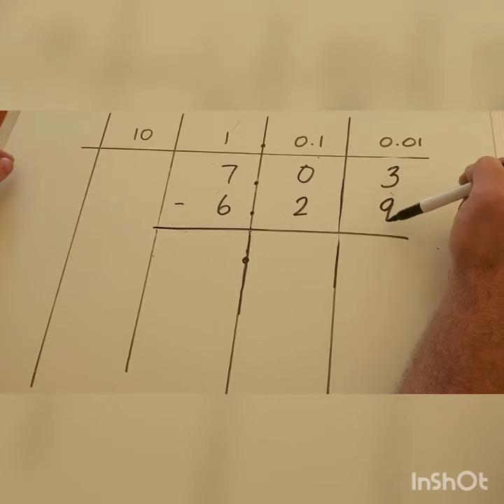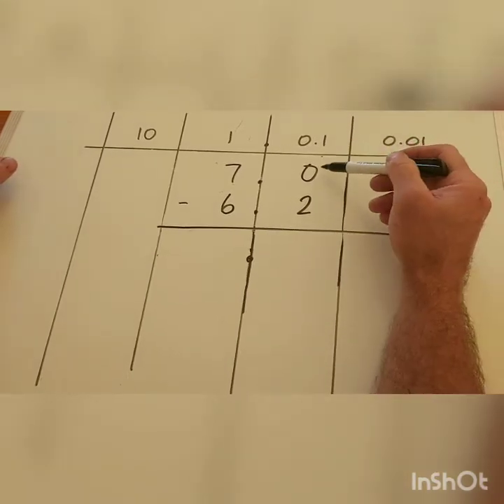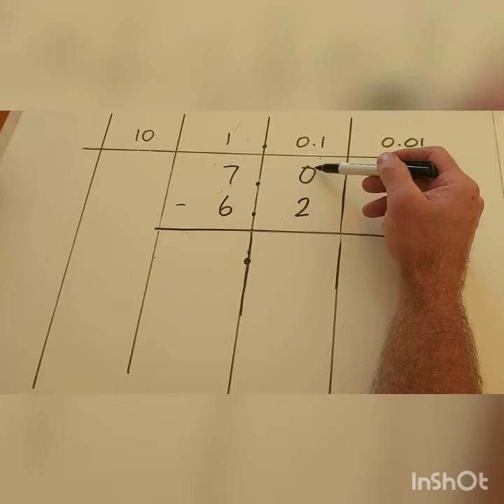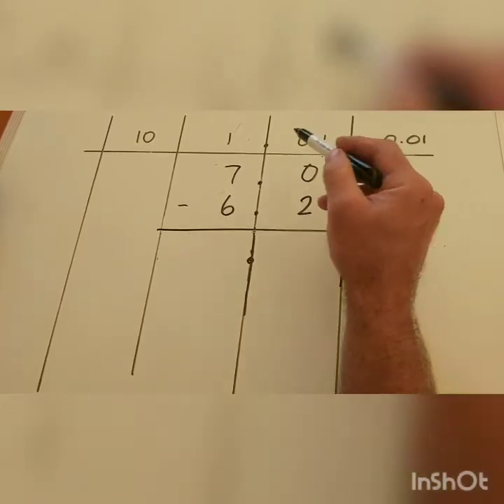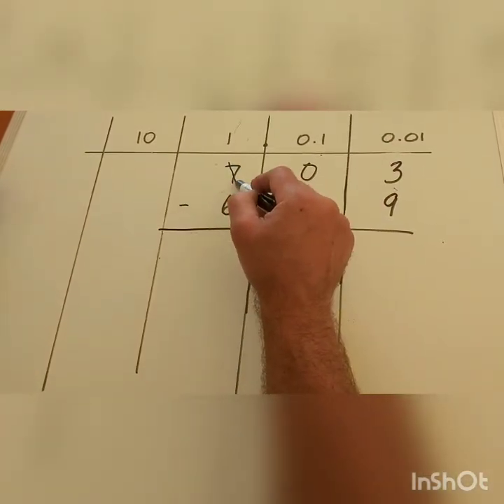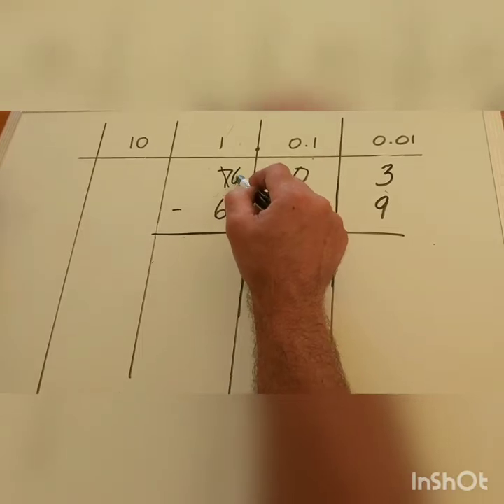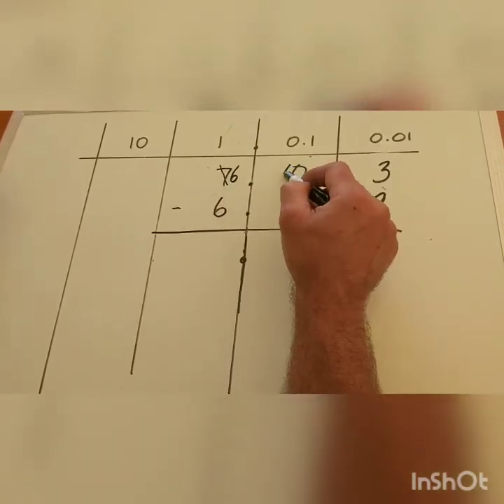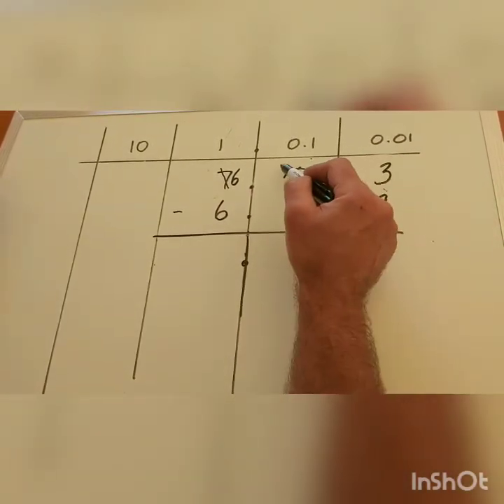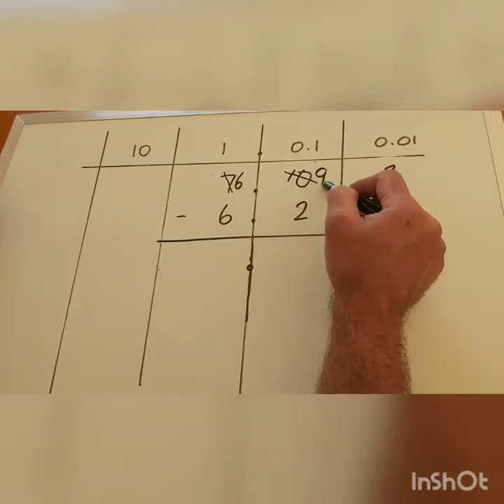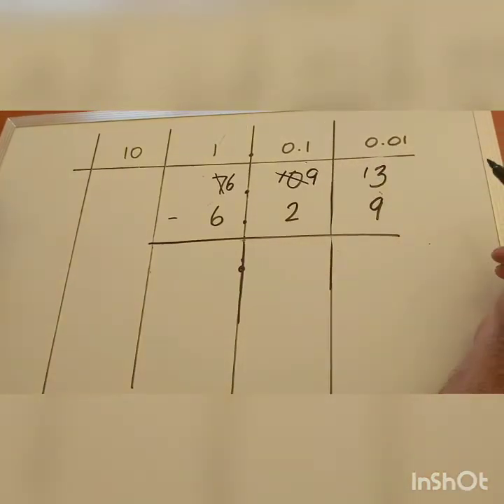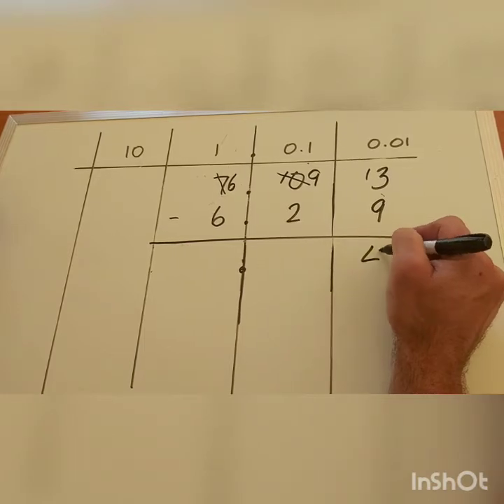3 minus 9 is not possible. I go next door to borrow. I cannot borrow from the tenths. 0 minus 2. So I need to borrow from the ones. I take 1 away from 7, that gives me 6. I take 10 next door, that gives me 10 minus 2. I can borrow from here, this becomes 9. And finally I have 13 minus 9, which is 4.